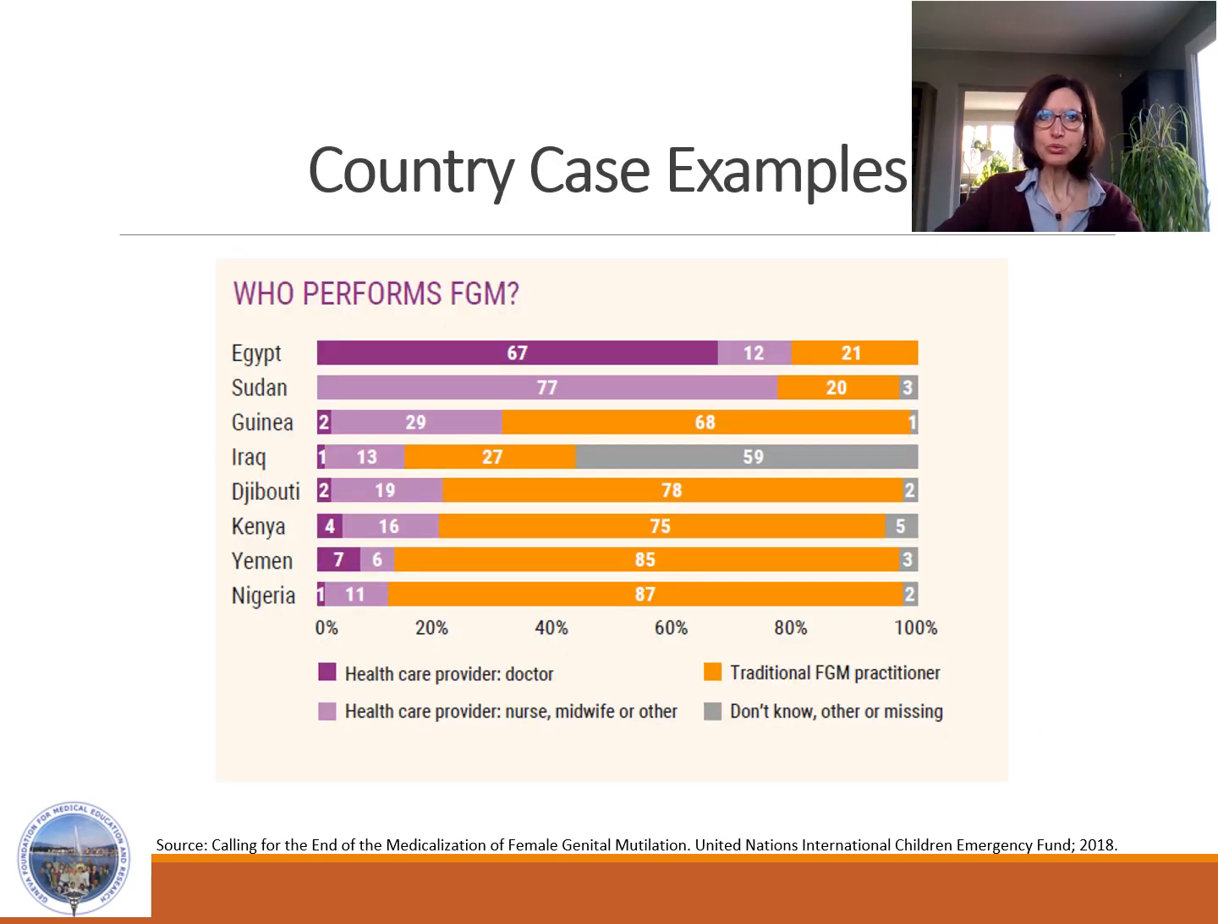This slide shows who is actually performing FGM in the countries that we saw highlighted in the previous slide. So these are the countries with the highest rates of FGM medicalization. The dark purple indicates when the practitioner of FGM is a medical doctor. The light purple is when it's a nurse, midwife, or other healthcare provider. And the orange is when it's a traditional practitioner. So we can see that most of the FGM is performed by medical doctors in Egypt. In other countries, it's done by nurses, midwives, or other healthcare providers, or by traditional practitioners.